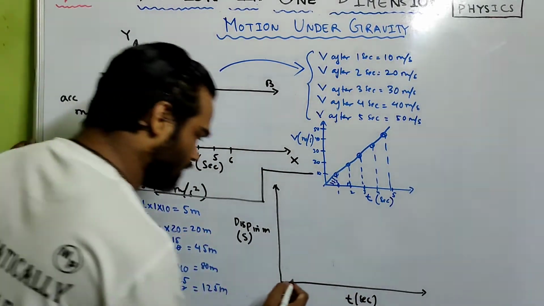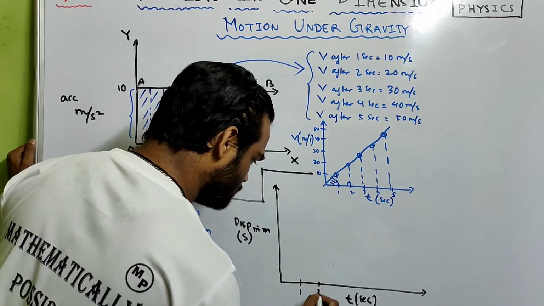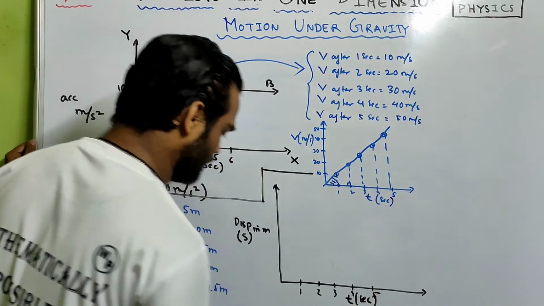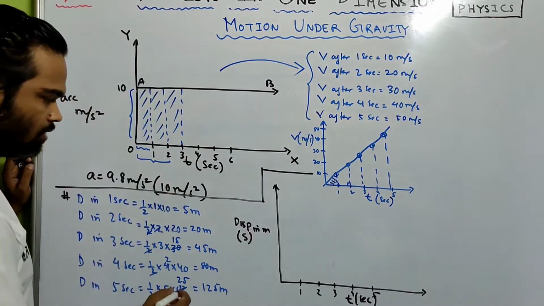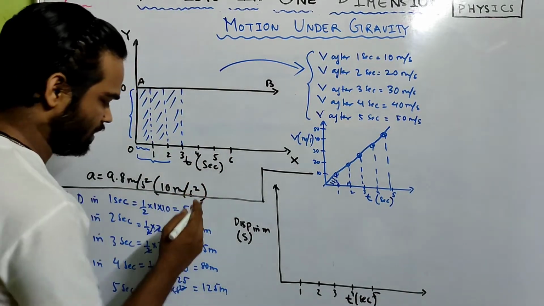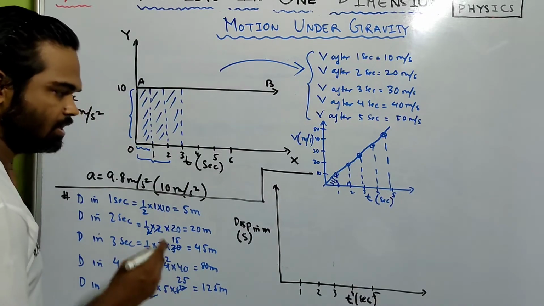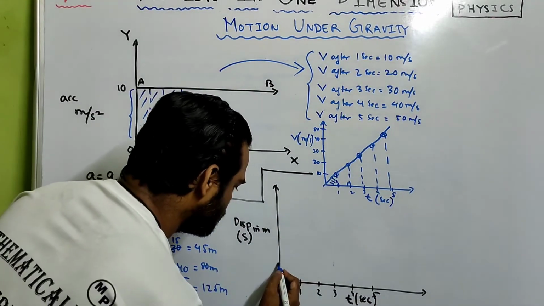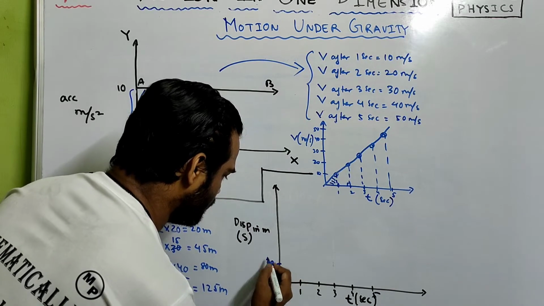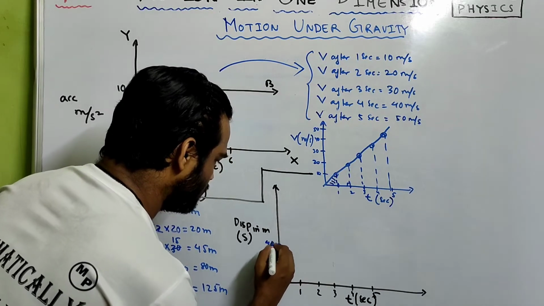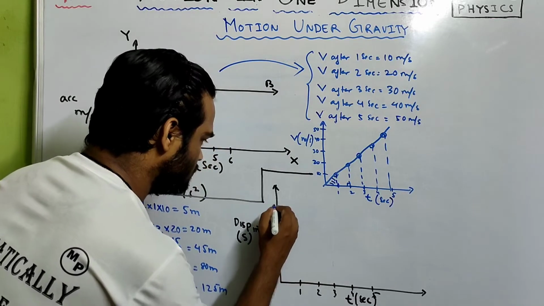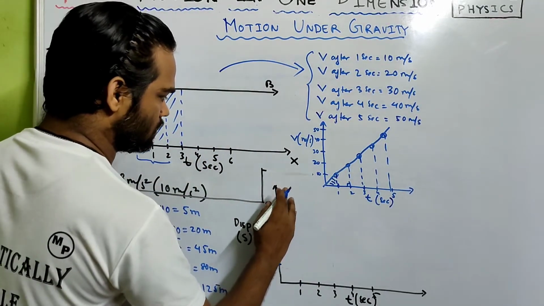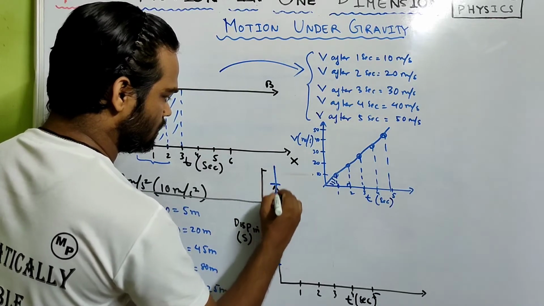Time is 1, 2, 3, 4, 5 seconds, and your distances are 5, 20, 45, 80 and 125. What I take, just look over here, this I take as 20, 40, 60, 80, then this is your 100.